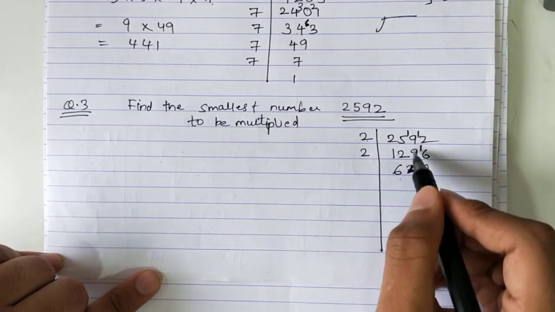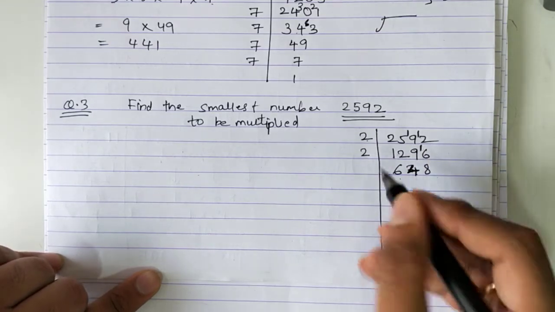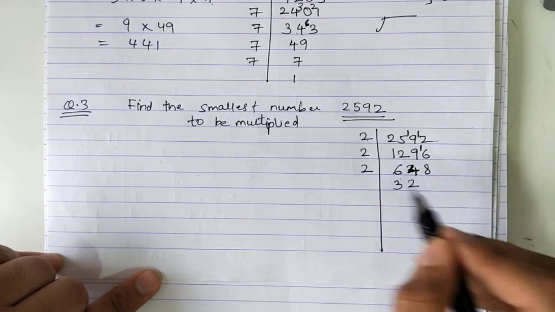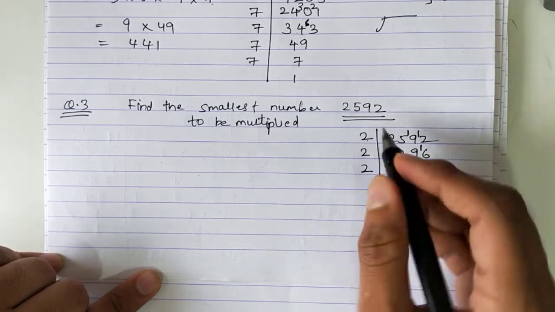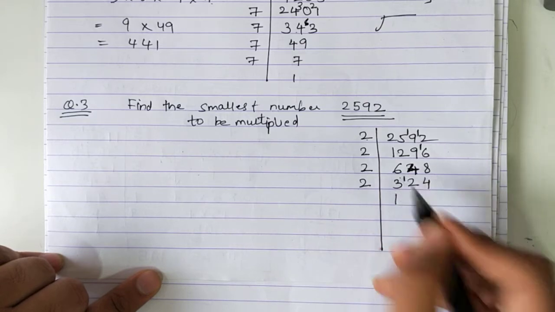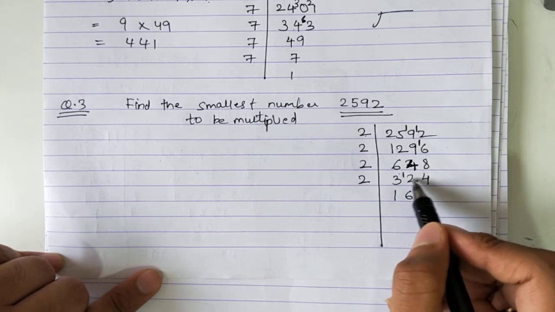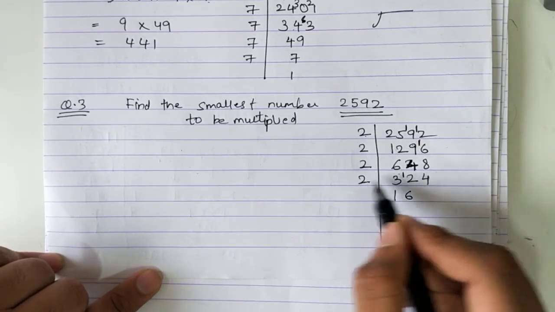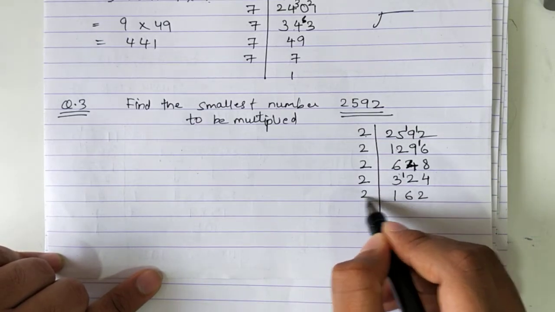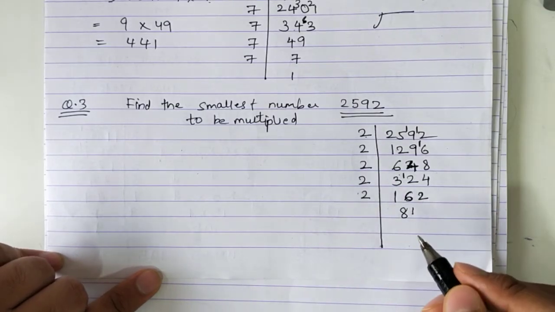2 6s are 12 and 9, so 2 4s are 8, 1 remains, that becomes 16, so 2 8s are 16. Now 2 3s are 6, 2 2s are 4, and 2 4s are 8. Keep doing with 2 until you have even numbers. So 2 1s are 2, so 1 will get carried. 2 6s are 12, and then 2 2s are 4. 2 8s are 16, 2 1s are 2.